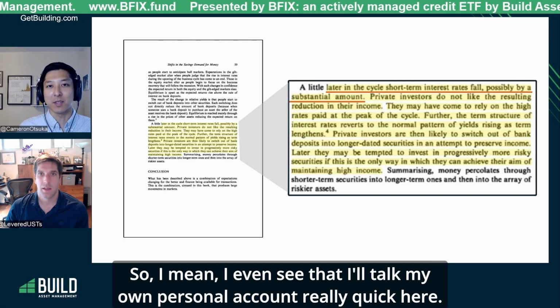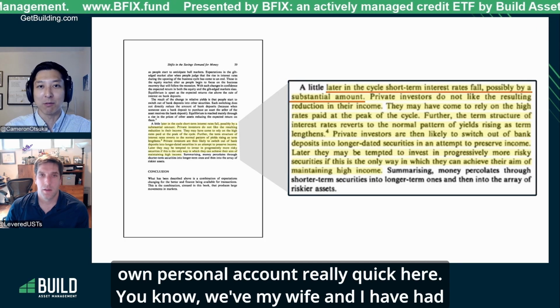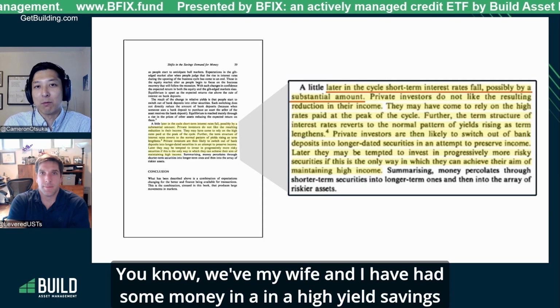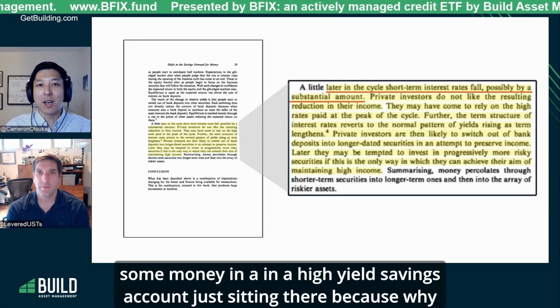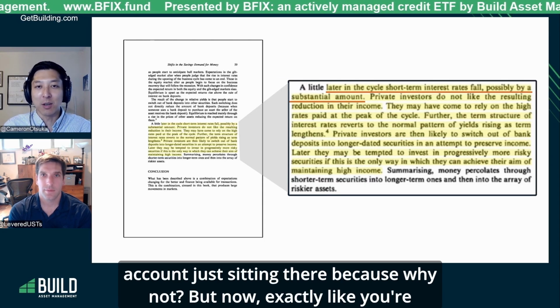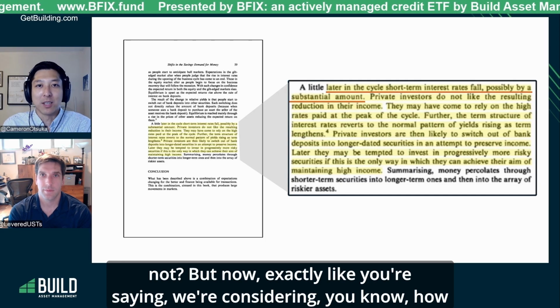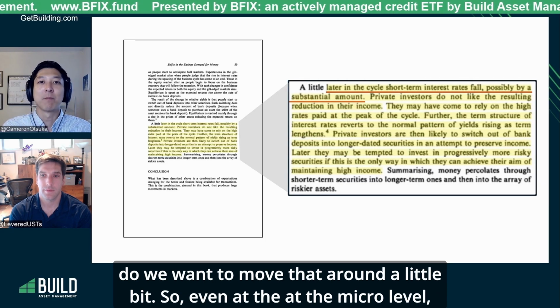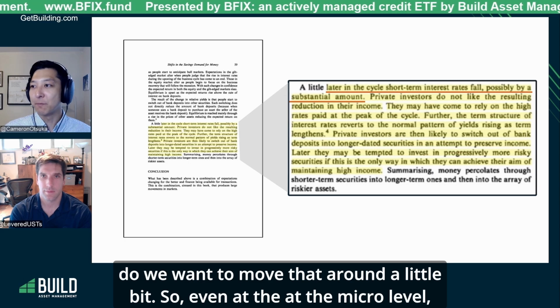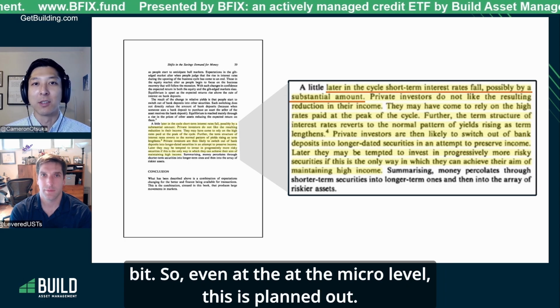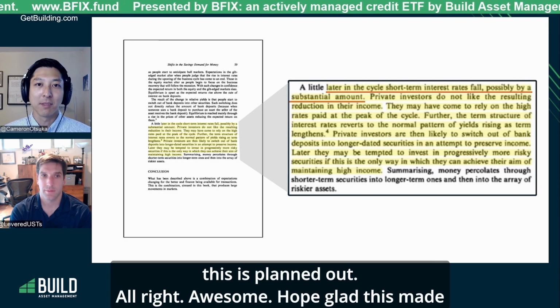It does, Cameron. So I even see that. I'll talk my own personal account really quick here. My wife and I have had some money in a high yield savings account, just sitting there because why not? But now, exactly like you're saying, we're considering how we want to move that around a little bit. So even at the micro level, this is playing out.